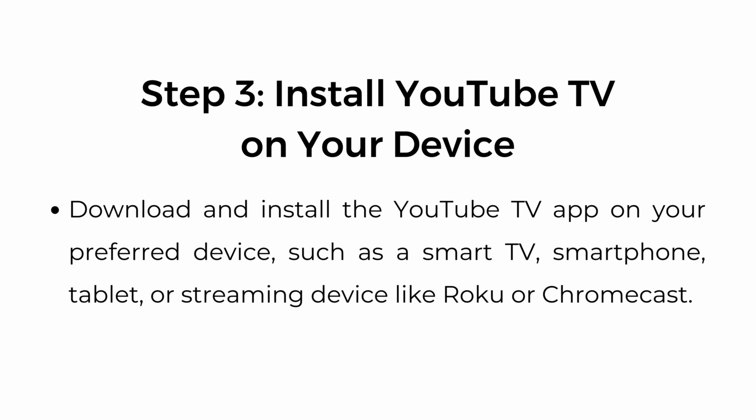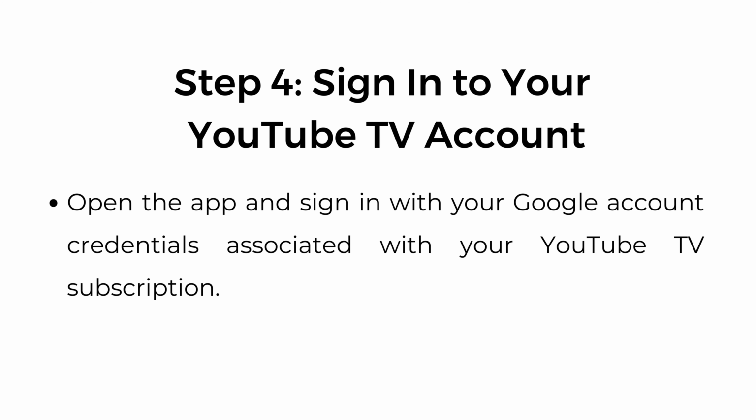Step number 3. Install YouTube TV on your device. Download and install the YouTube TV app on your preferred device, such as a smart TV, smartphone, tablet, or streaming device like Roku or Chromecast. Step number 4. Sign in to your YouTube TV account. Open the app and sign in with your Google account credentials associated with your YouTube TV subscription.